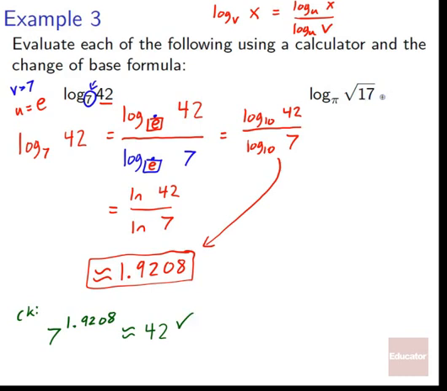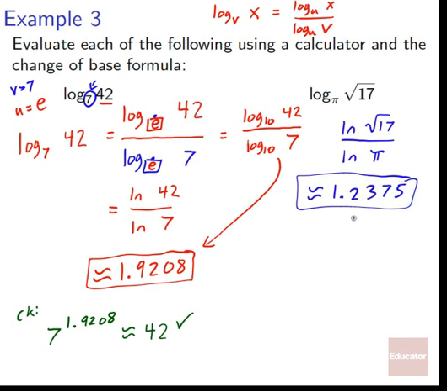Let's do log base pi of root 17. Same basic idea here. We can do it as natural log of root 17 over natural log of pi. We punch that out in a calculator, and we get approximately 1.2375.